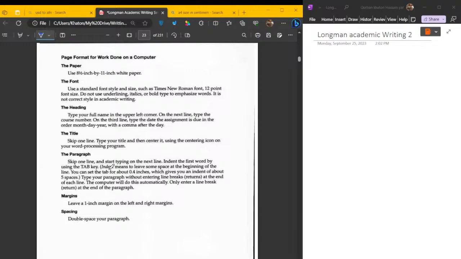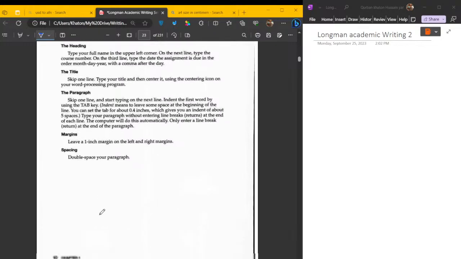The title: skip one line and then add a topic in the center. You can use centering, you can center it. The paragraph: skip one line and then indent the first line, and again the same thing, 1 inch from one side, 1 inch from the other side. At the beginning, use the tab key to indent. You can set the tab about 0.4 inches, which gives you an indent of about 5 spaces. Set the margins to 1 inch on the left and right, and double space your paragraph.